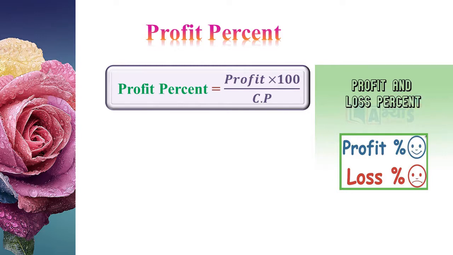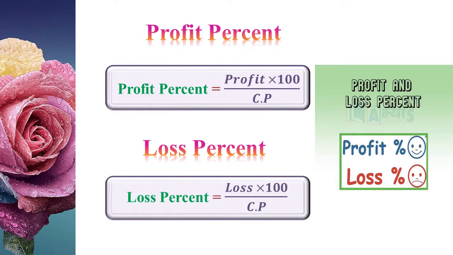Let's see how to find loss percent. We know that loss equals cost price minus selling price. Loss percent is the loss incurred on every 100 rupees of the cost price. The loss percent is also always calculated on the cost price of the article. So, loss percent equals loss into 100 by cost price.